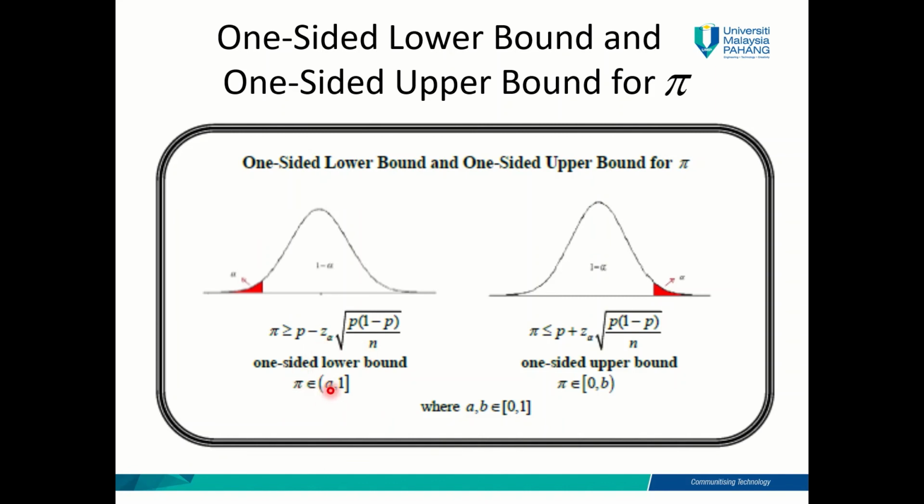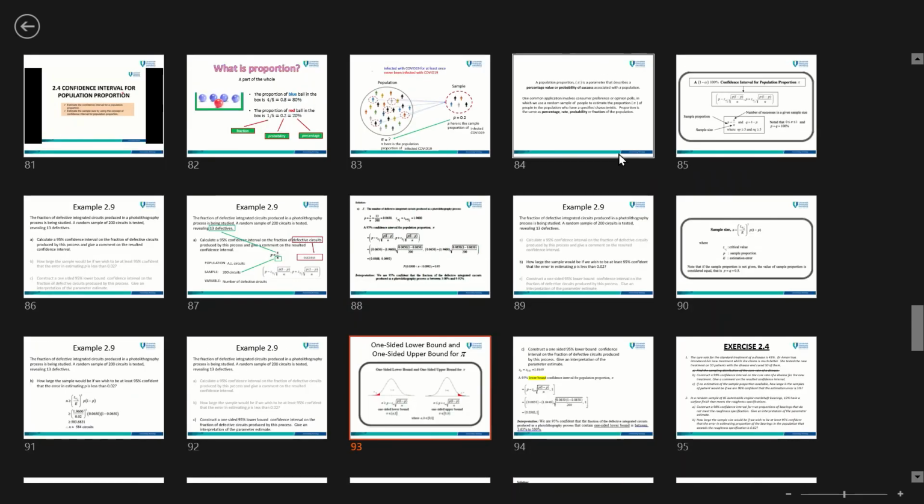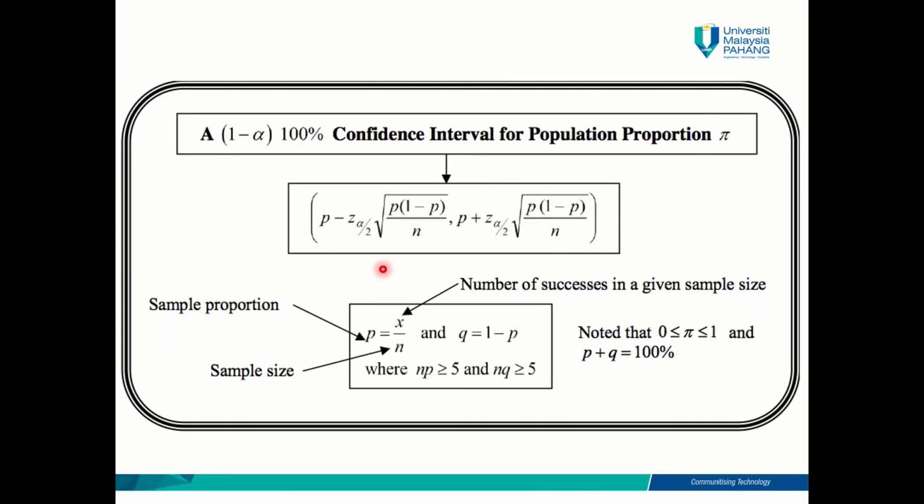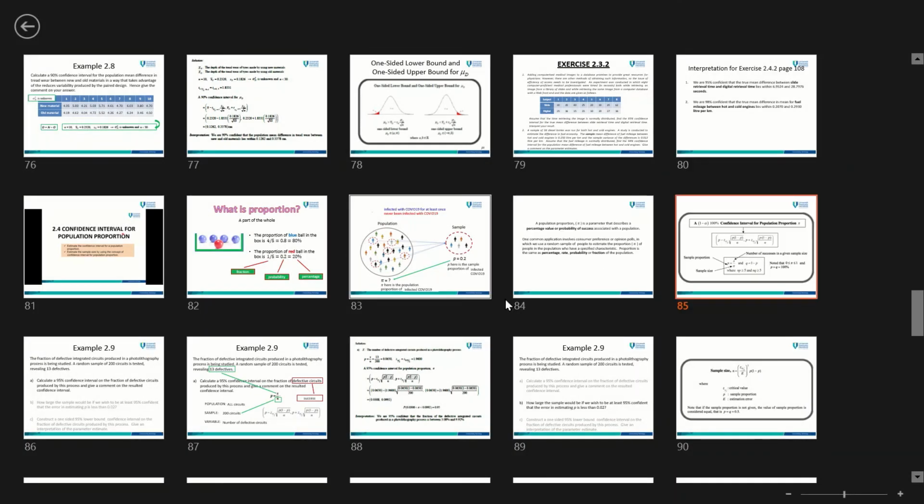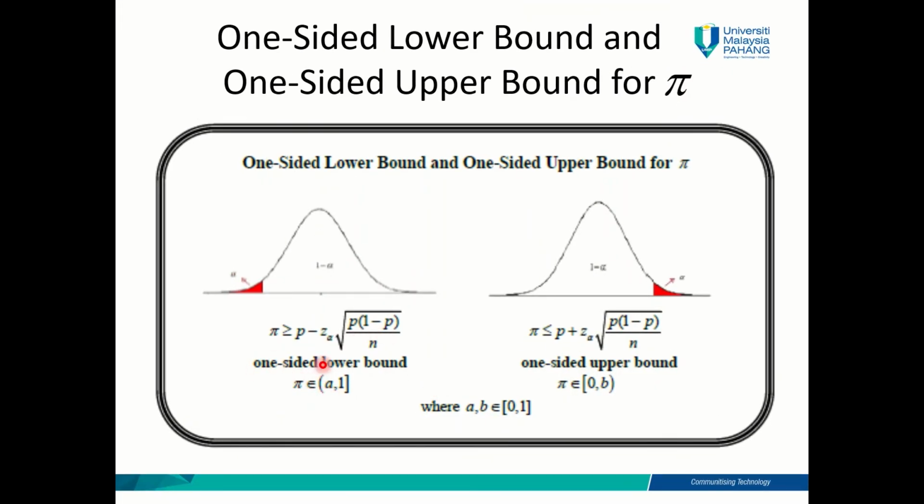For the lower bound formula, the lower boundary is given by P minus Z alpha. In the standard formula, it is Z alpha over 2, but for the one-sided lower bound formula, it is Z alpha. That's the only difference. So the one-sided lower bound formula is given by A, 1. The upper boundary is 1 because remember your proportion cannot be larger than 1. So the maximum value is 1.